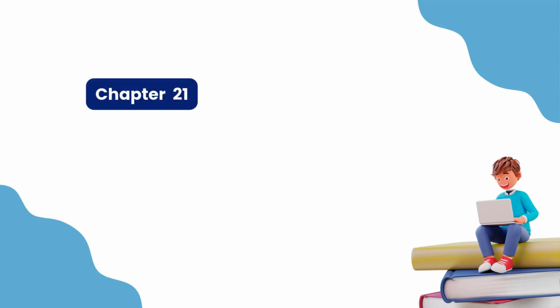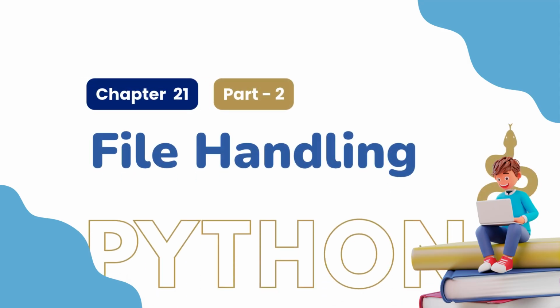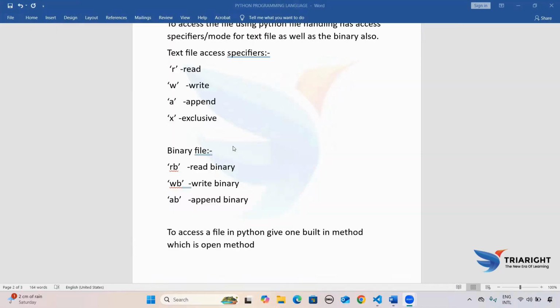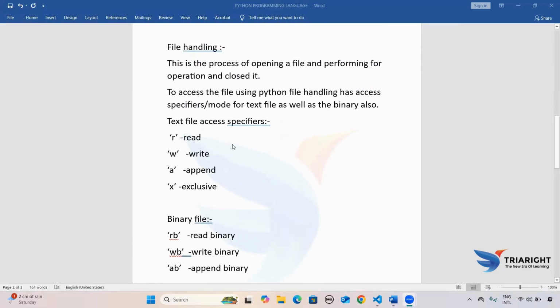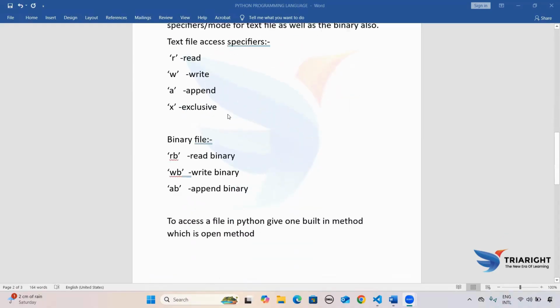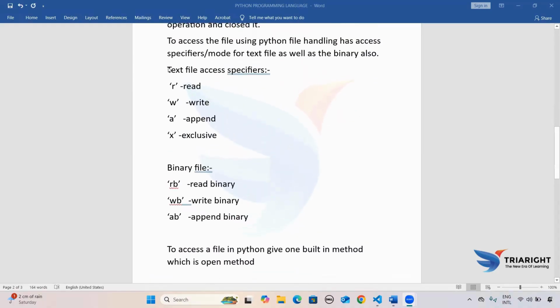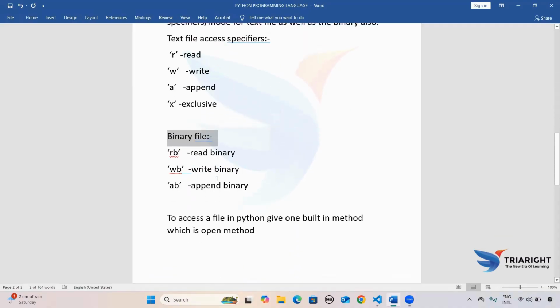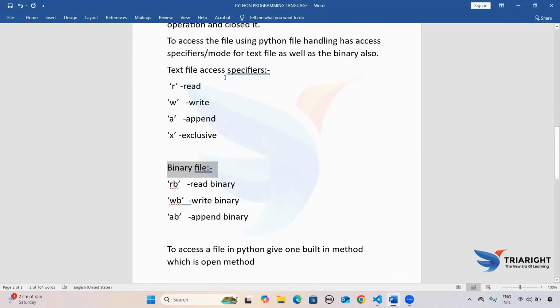In this session, we are going to learn the text file access specifier or mode. In the previous session, we already learned what a file is, the different types of files available, and what file handling is. Now we are going to discuss the access modes available for our text file. After completing the text file, only then will we move on to the binary file. The first access specifier is the read access specifier.